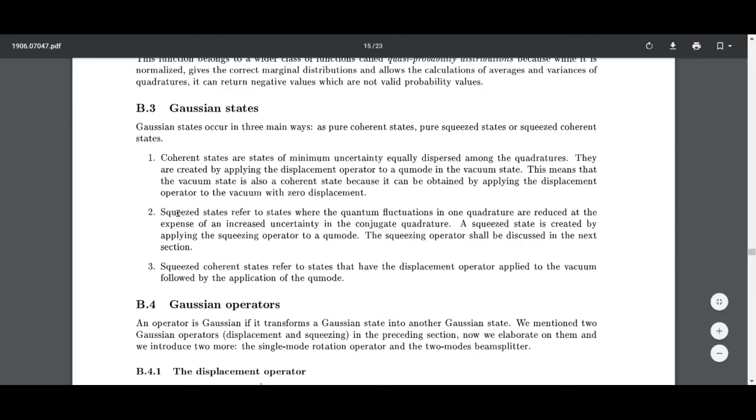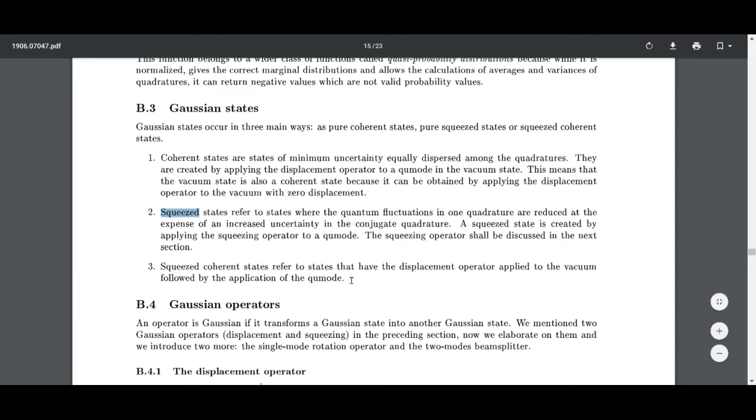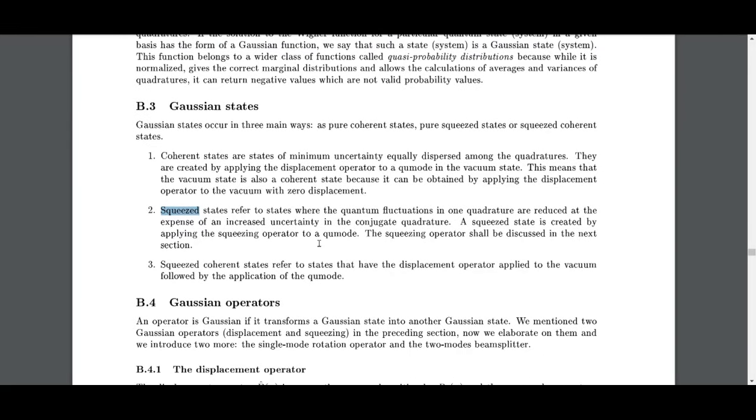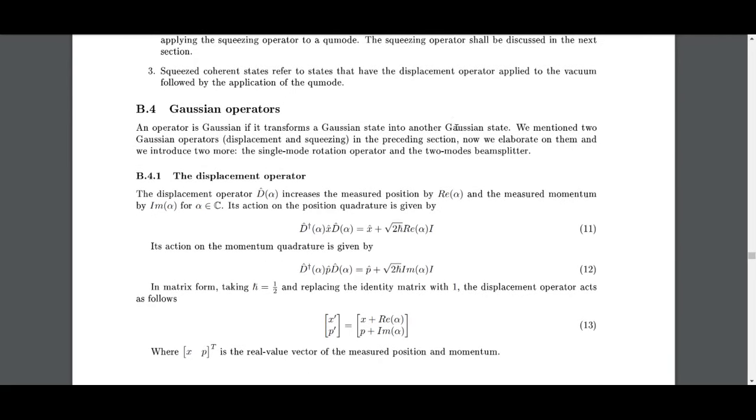So with the squeezed state, what you do is you reduce the fluctuation between quadratures, but you increase the uncertainty on the other side, or something like that. Squeezed coherent states refer to the states that have the displacement operator applied to the vacuum, followed by application of the Q. Okay. So you've got coherent, squeezed, and squeezed coherent Gaussian operators. An operator is Gaussian if it transforms a Gaussian state into another Gaussian state.